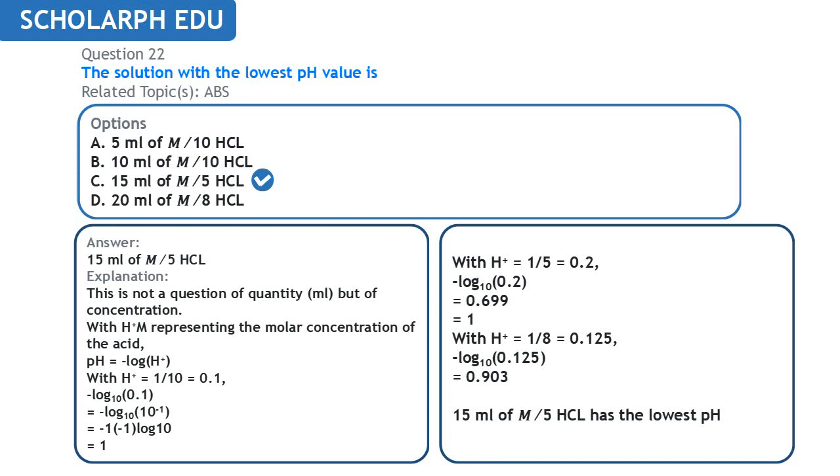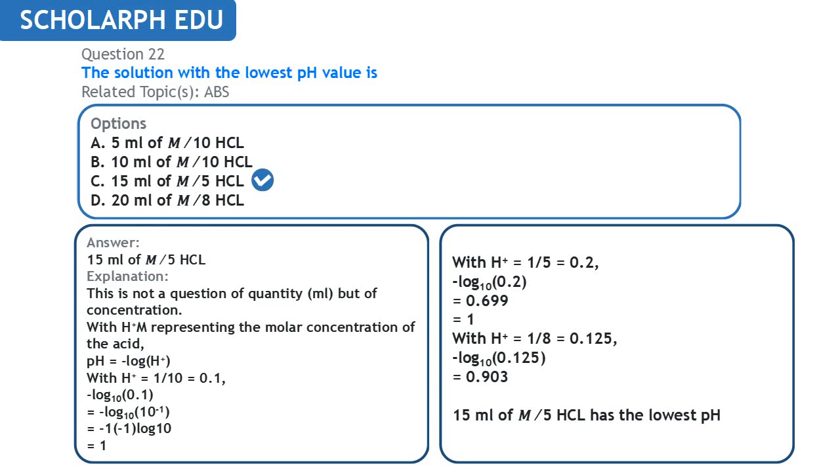Minus times minus will give you plus. 1 times 1 is 1, log 10 is 1. So the pH value of this one here is going to be 1. For the next one, it will be the same thing, because they have the same concentration, 1 over 10. For this one, 1 over 5.